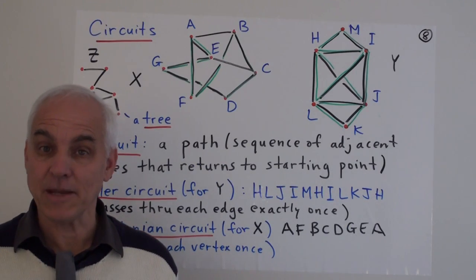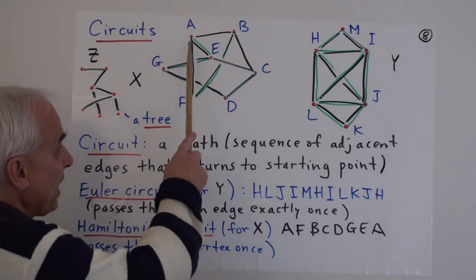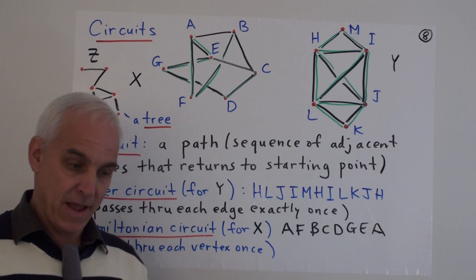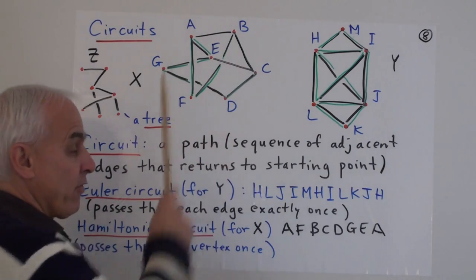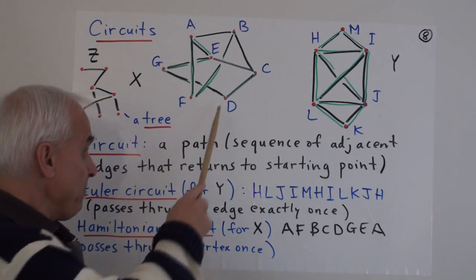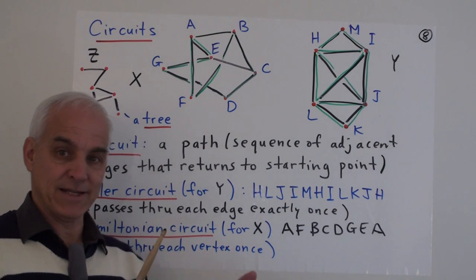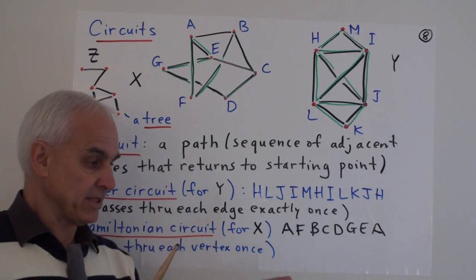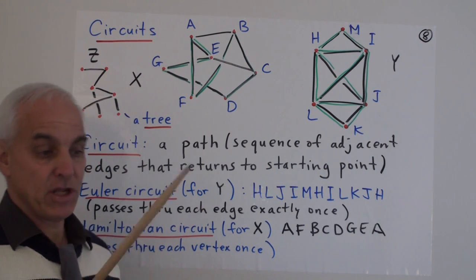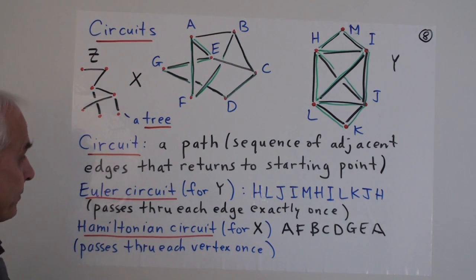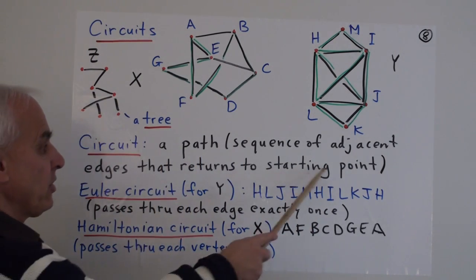Now, a very interesting concept in graph theory is that of a circuit. It means that we're thinking about a path along the graph that starts and ends at the same point. If you think about the vertices of a graph as being like cities and the edges as being roads connecting the cities, then this is like a Sunday walk where you go from one city to another. Every time you enter a city, you leave it along some different road, and eventually you come back to where you started. That's called a circuit. So it's a path or a sequence of adjacent edges that returns to the starting point.